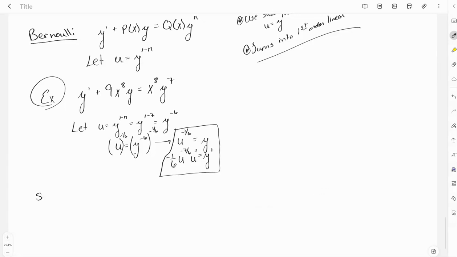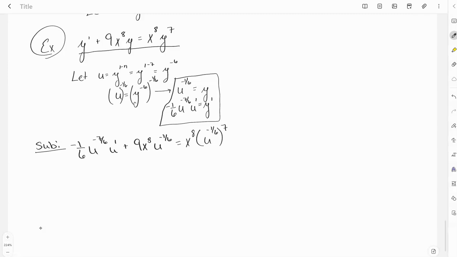So now we're going to do our substitution step. And substituting into this, y prime is equal to negative 1 over 6, u to the negative 7 over 6 times u prime, plus 9x to the 8th times y. And y is equal to u to the negative 1 over 6. And that's going to be equal to x to the 8th times y to the 7th. And our y was u to the negative 1 over 6. So we're going to clean this up. This is pretty messy.